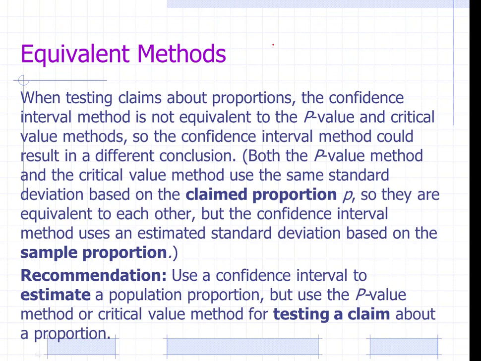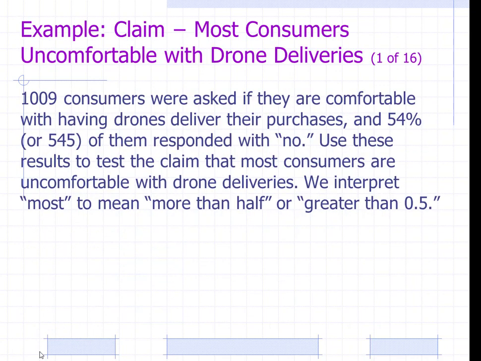So when we're talking about proportions, the confidence interval method is not equivalent to the P-value method, because we're estimating the standard deviation when we are using the confidence interval. So it's best to use the confidence interval to estimate the population proportion, but when we're testing the claim, we want to use the P-value method.